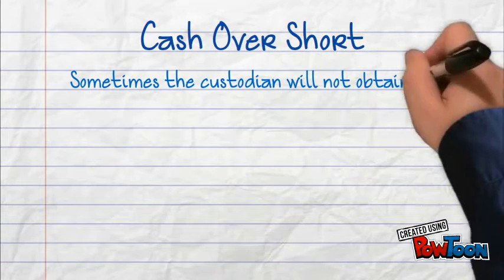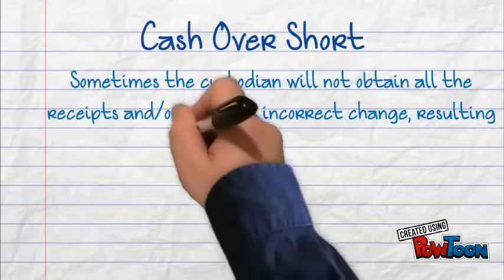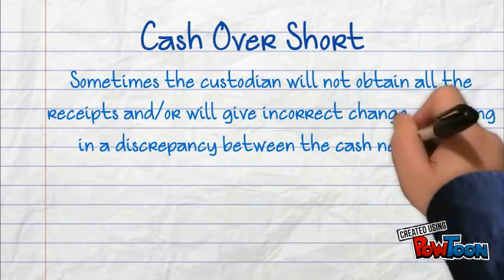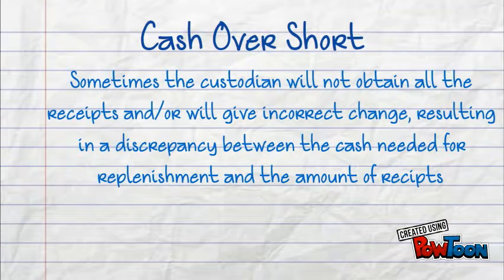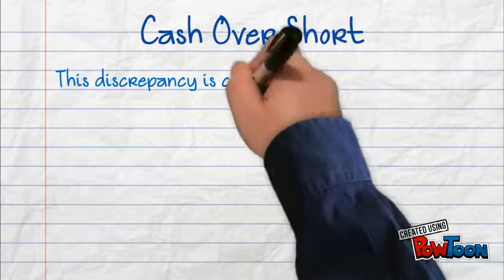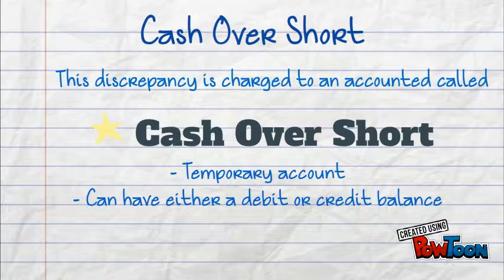Sometimes the custodian will not obtain all the receipts and/or will give incorrect change, resulting in a disparity between the cash needed for replenishment and the amount of the receipts listed. In these cases, the discrepancy is charged to a temporary account called cash over short.